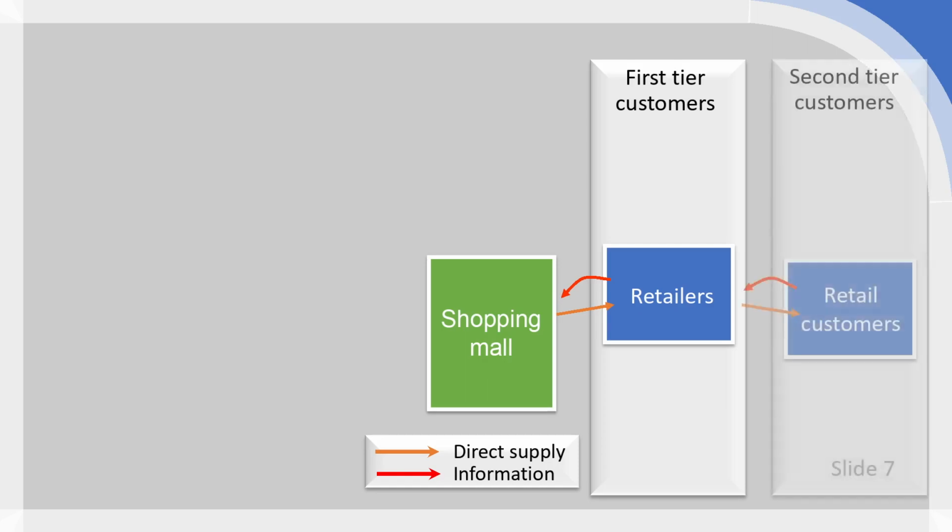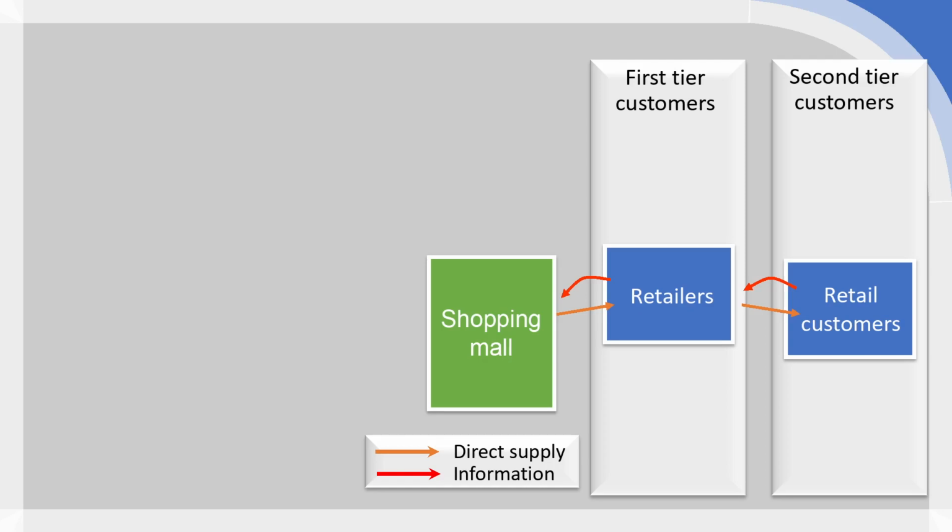And if we move down to our second tier customers, those would be the consumers themselves of the goods. So these would be the retail customers. They will be directly buying from the retailers, and these would be people that would just walk in and out of the shopping mall themselves, and they would form the actual consumer base of this supply network. And we have the same thing going back and forth. There's goods and services which are being provided from the retailers to the consumer.